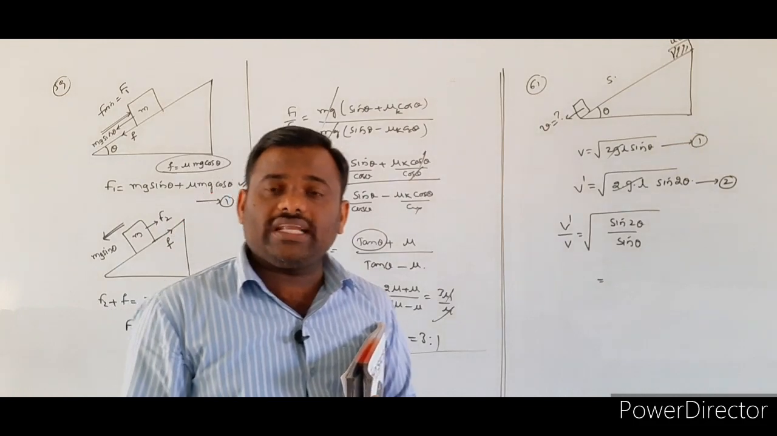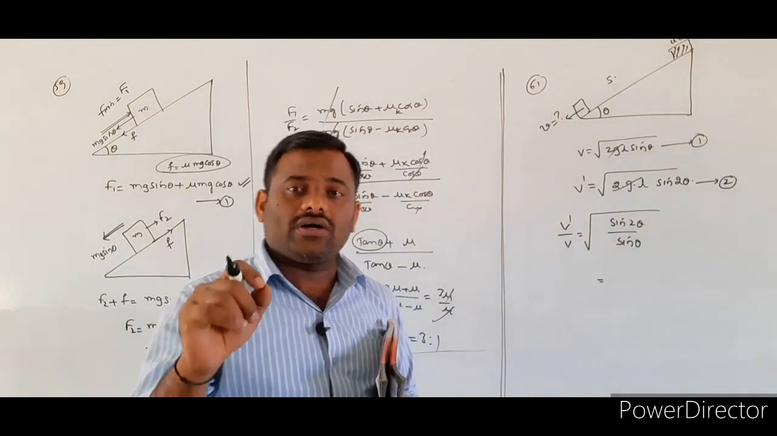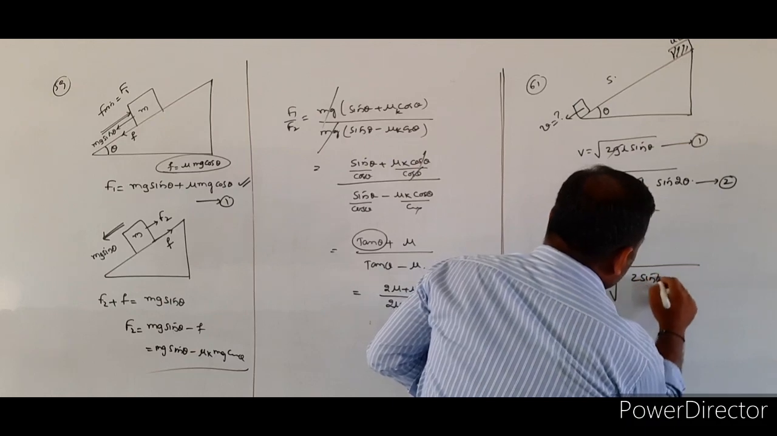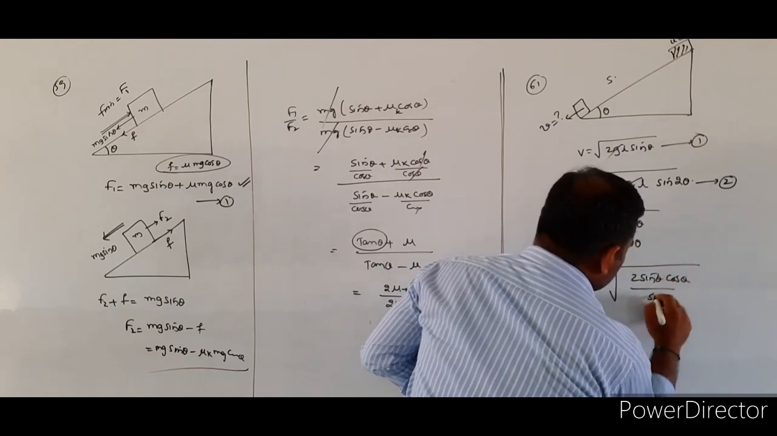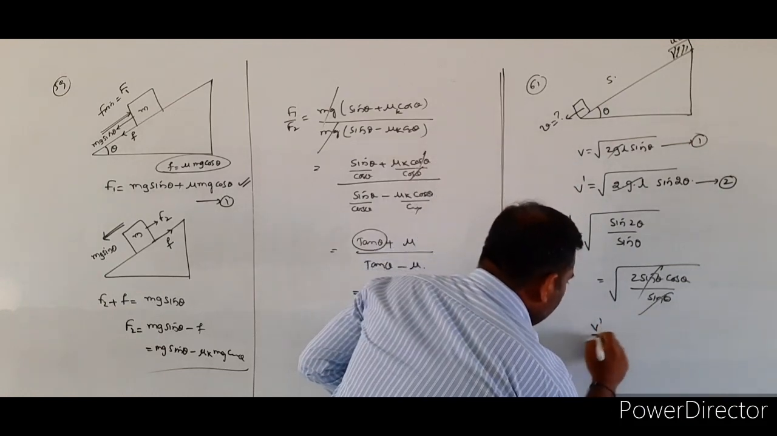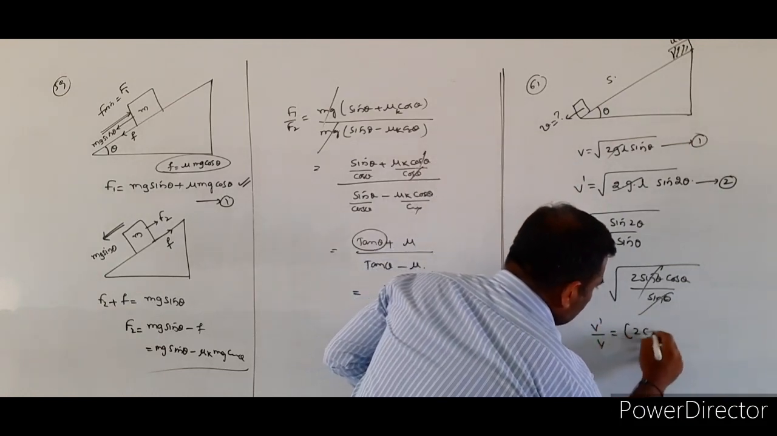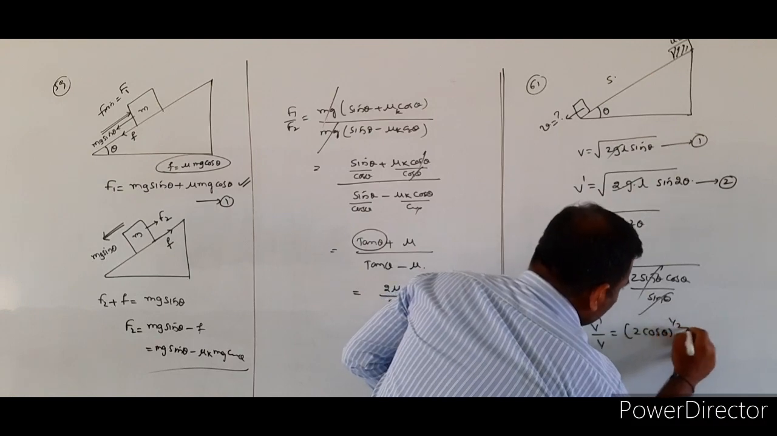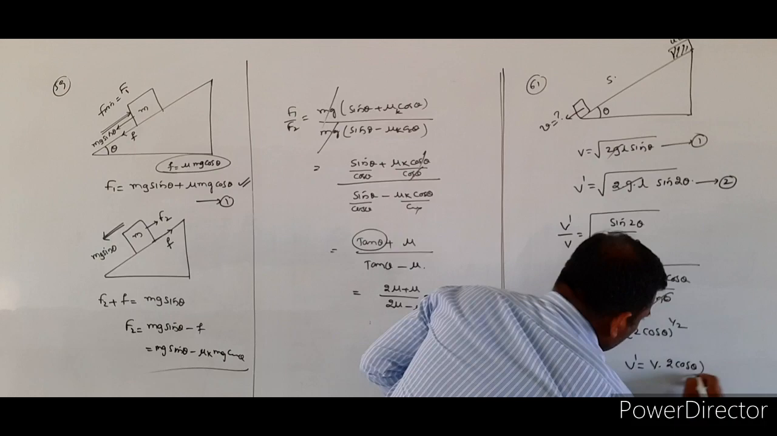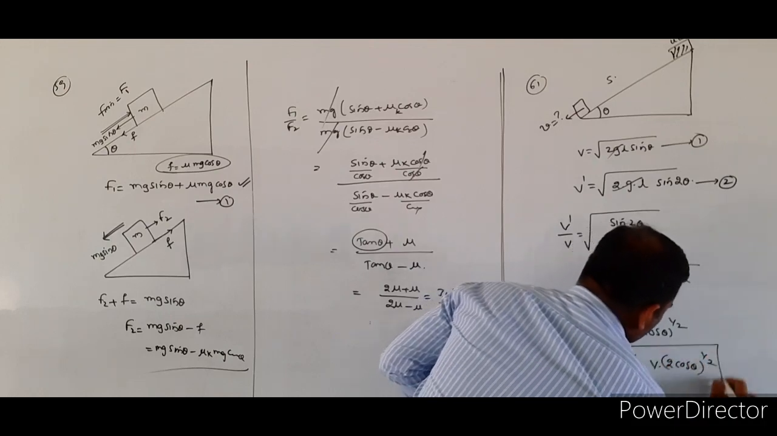What is the sin 2 theta formula? 2 sin theta cos theta. Therefore, under root of 2 sin theta cos theta by sin theta. Sin theta will get cancelled. v dash by v is equal to 2 cos theta whole power 1 by 2. v dash is equal to v into 2 cos theta whole power 1 by 2.